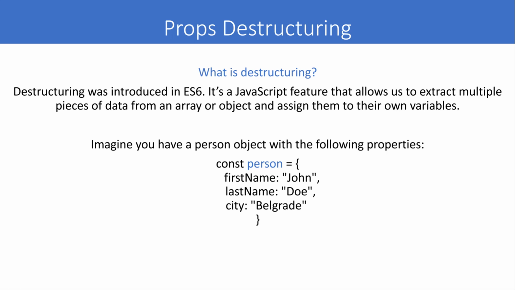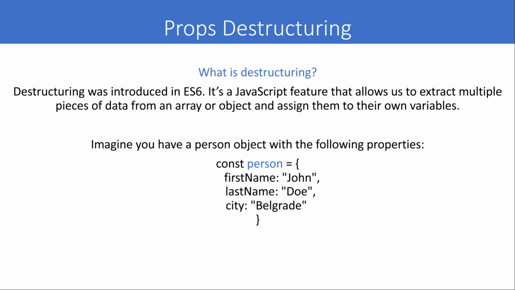Last thing we are going to learn is something that is called props destructuring, and then we are going to wrap our first React application. Okay, what is destructuring? Destructuring was introduced in ES6. It is a JavaScript feature that allows us to extract multiple pieces of data from an array or object and assign them to their own variables.